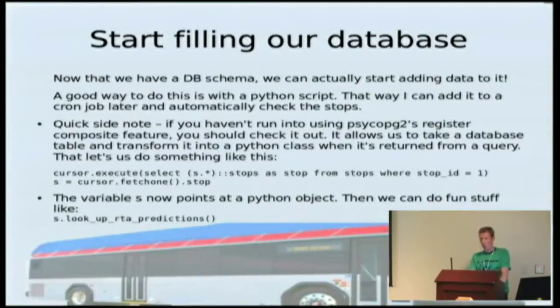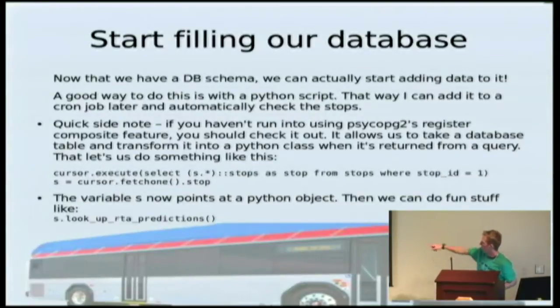All right, so we have a schema. Let's start adding data to it so that we can start doing fun stuff with it. A quick side note, I don't know what database everybody uses, but I use Postgres, and Python's got a nice library called psycopg2, and it's got this cool function called register composite, which means you can take a table in Postgres and turn it into a Python class.